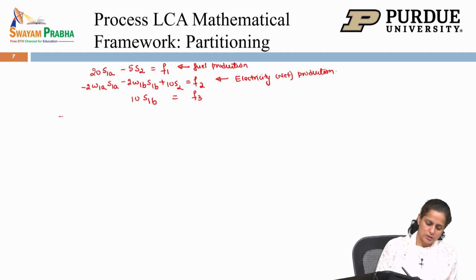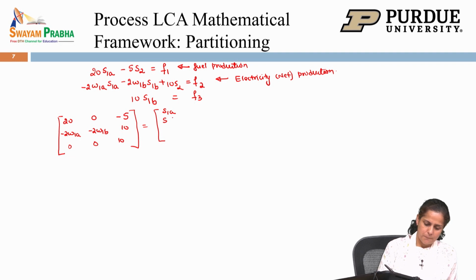So, now let us look at the modified technology matrix. We have 20, 0, minus 5, we have minus 2 times W1A, minus 2 times W1B and 10, and this is going to be 0 and 0 and 10. So, here we have our S1A, I think we have to write, this is going to be 0, 10, 0. We have S1B and then S2.